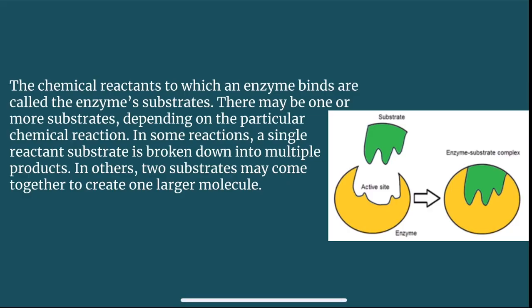The chemical reactants to which an enzyme binds are called the enzyme substrates. There may be one or more substances just depending on the particular chemical reaction. In some reactions, a single reactant substrate is broken down into multiple products, but in others, two substances may come together to create one larger molecule.